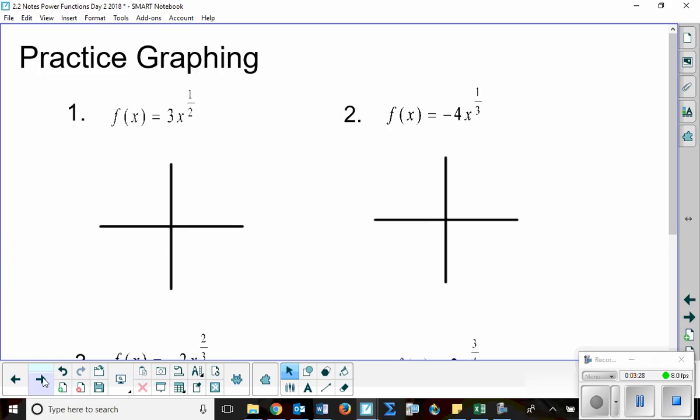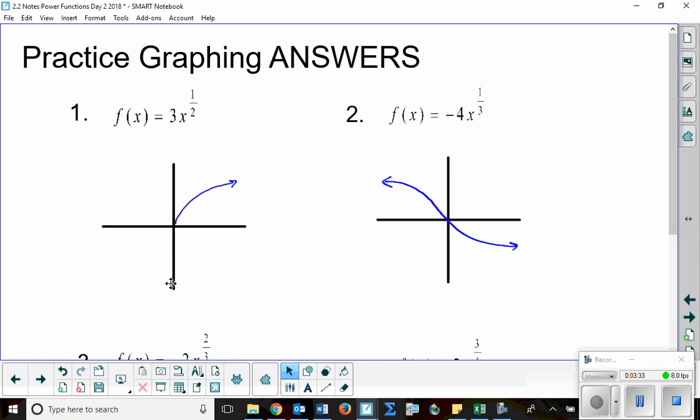All right. So these should be done, the 1 through 10, and here are the answers to them. On this one here, you should see it's just a square root function with a leading coefficient of 3, which just vertically stretched it up. It is only in the first quadrant because you can only take an even root of positive input values on your x-axis, so it's only here.